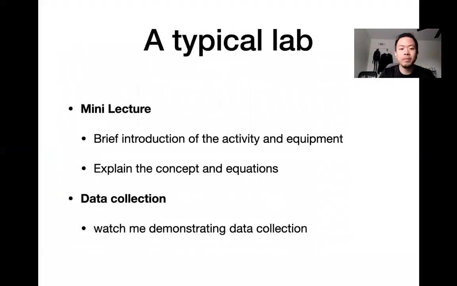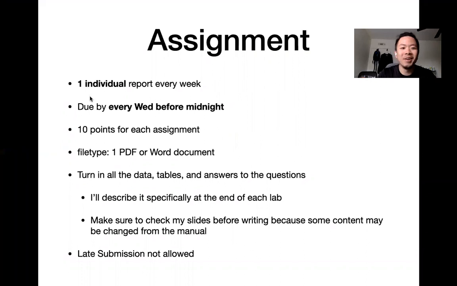So that's about a typical lab. For the assignment, the most important thing is that it's one individual report every week. You have to turn in a report every Wednesday before midnight. We don't have group assignments in this lab, so every assignment is individual. You get 10 points for each assignment, so that will total 120 points, and that counts for 25% of your total course credit, if I remember right. I would expect you to turn in one document as PDF or Word. That'll make my grading easier, so please try your best to follow this rule.